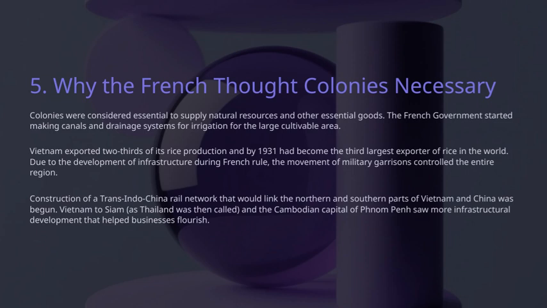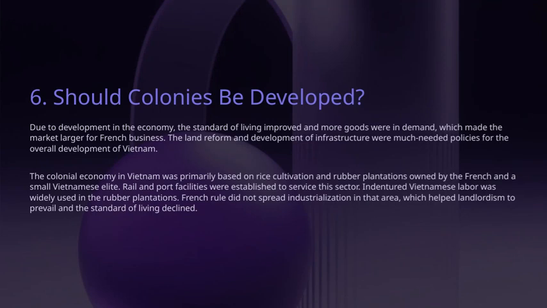influence across Indochina. The colonial economy in Vietnam was primarily centered around rice cultivation and rubber plantations. These industries were mostly owned by the French, with a small Vietnamese elite also involved. To support this sector, the French established rail and port facilities, which helped facilitate the export of these key commodities. Indentured Vietnamese labor was widely used, especially on the rubber plantations, highlighting how colonial powers relied on cheap labor to maximize profits. Interestingly, French rule didn't promote industrialization in Vietnam, which meant that the economy remained focused on resource extraction rather than developing local industries.